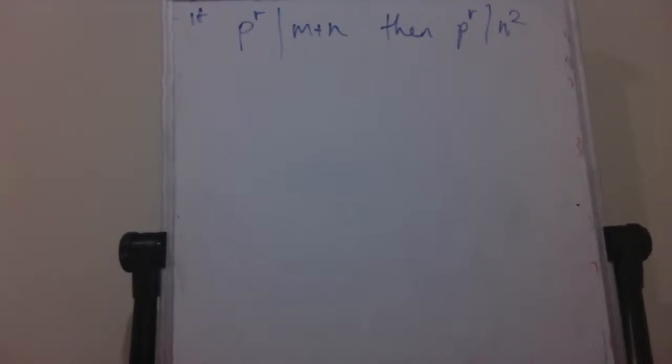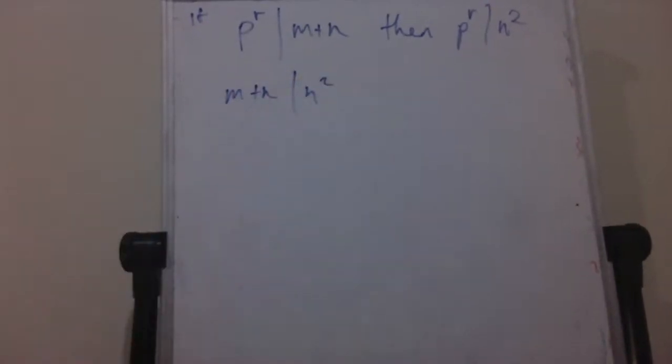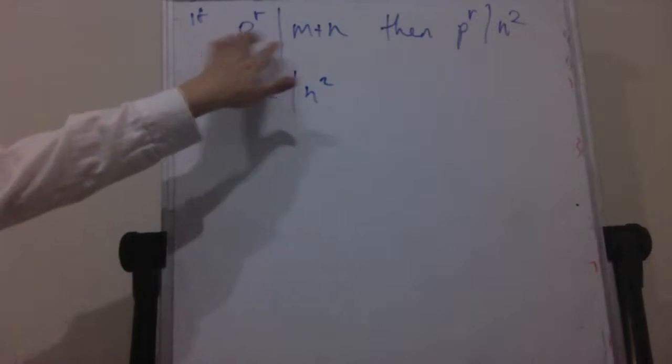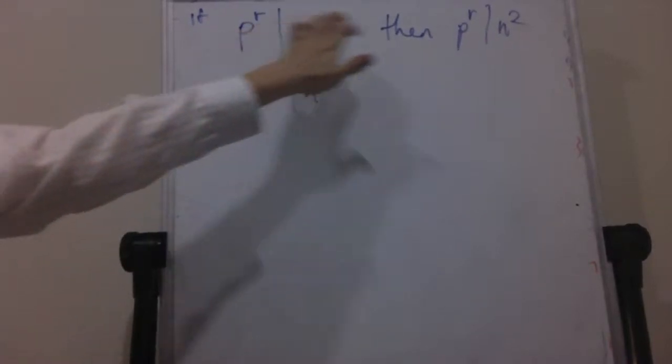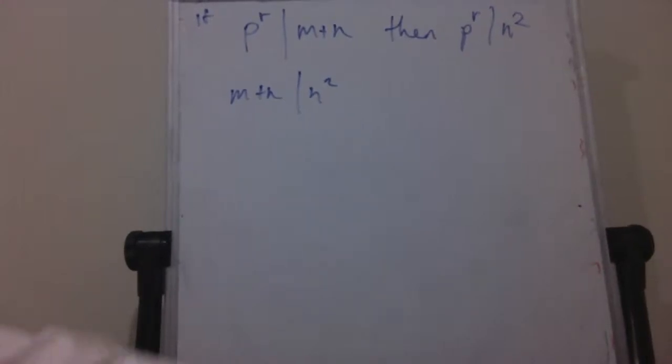Because then the conclusion is m plus n divides n squared, right? Because every prime power factor of m plus n will then divide n squared. Seems legit. But what about other prime factors? Well, you're only accounting for one prime factor. What do you mean? Like if m plus n is p to the r times... p could be any of the prime factors.